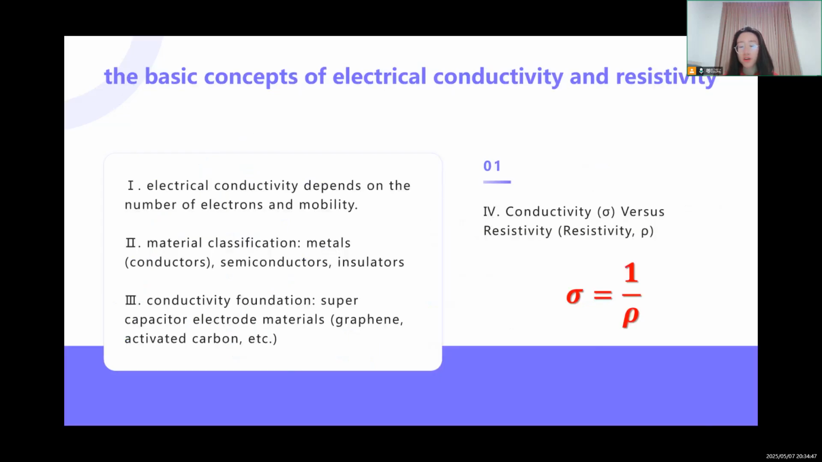The next part, I will talk about the basic concepts of electrical conductivity and resistivity. We can see the left part. Electrical conductivity depends on the number of electrons and mobility. Next is material classification: metals, conductors, semiconductors, and insulators. Next is conductivity foundation. Supercapacitor electrode materials, examples like graphite and activated carbon. We can see the right part is a very important formula: sigma equals 1 over rho. Conductivity is sigma, whereas resistivity is rho.